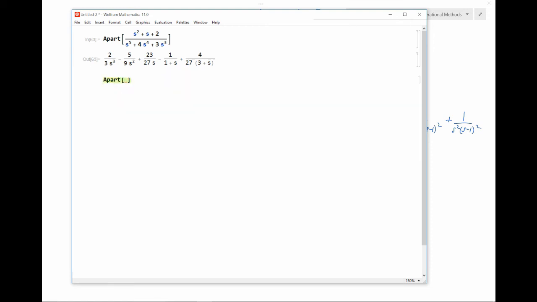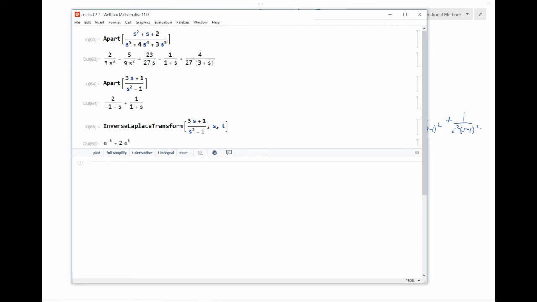The first one was the partial fraction decomposition of 3s plus 1 divided by s squared minus 1. And the coefficients are 2 and 1. And if I do the inverse Laplace transform of this fraction, then we get e to the minus t and 2e to the t. That's exactly the answer we got in our notes. The other examples are no different.